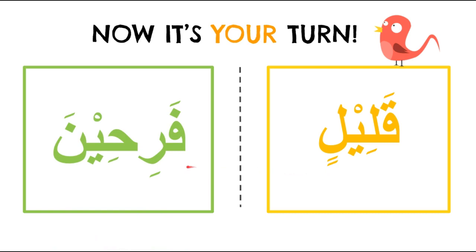Now when we spell this one, we say f, a, fa, r, e, ri, fa, ri, h, e, hi, farihi, n, a, na, farihi, na. Did you get both of those examples correct? Give yourself a pat on the back if you did.